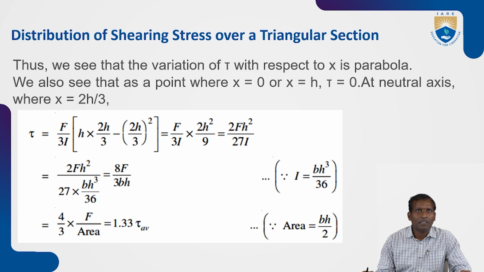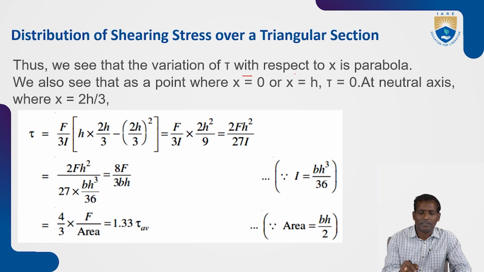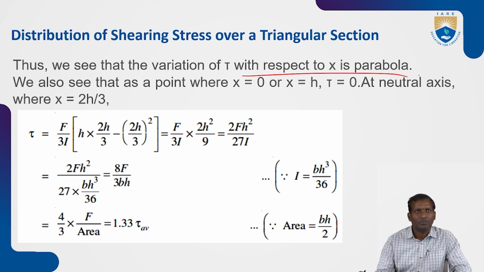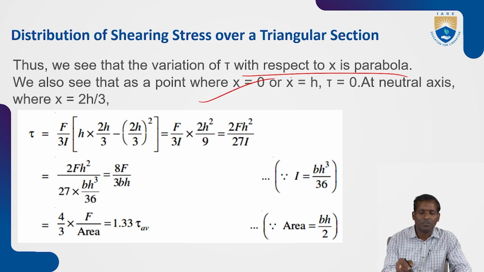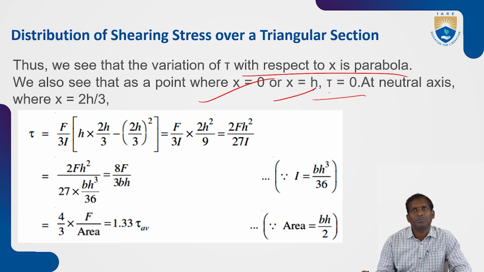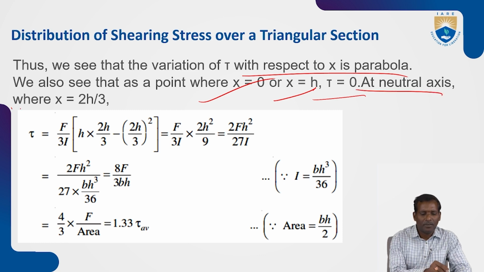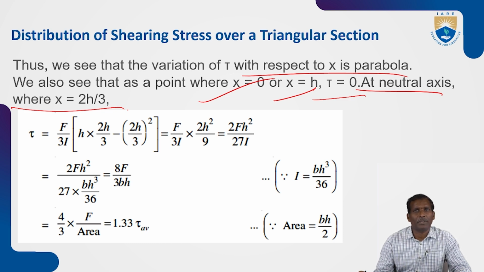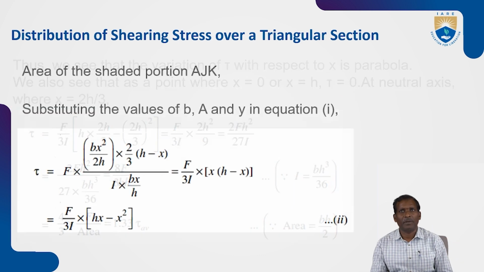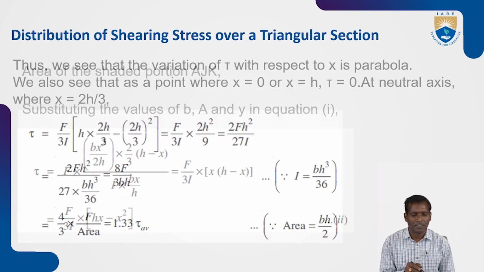Thus, we see that the variation of shear stress with respect to x is variable. We also see that at a point where x is equal to 0 or x is equal to h, the shear stress is 0. At the neutral axis, where x is equal to 2h by 3, the shear stress is F by 3I into (hx minus x square).